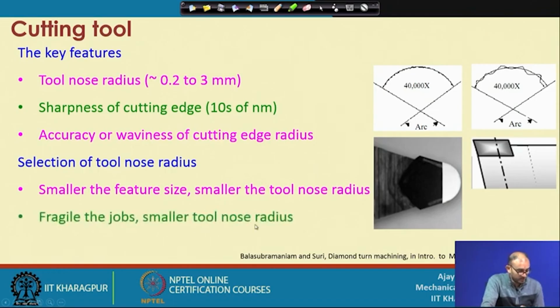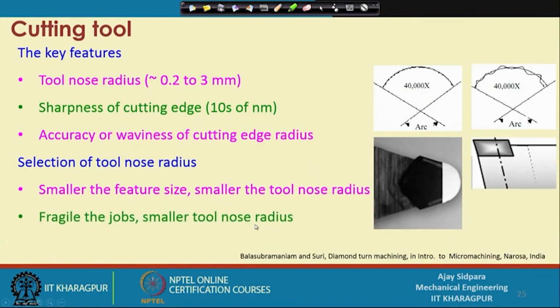For a fragile job, it is better to go with a smaller nose radius, because if your nose radius increases, your contact point or contact area increases, and for a fragile job even a small amount of additional load is enough to break those components. So it is better to go with a small amount of loading, and to make sure the loading is small, your tool nose radius will be small.